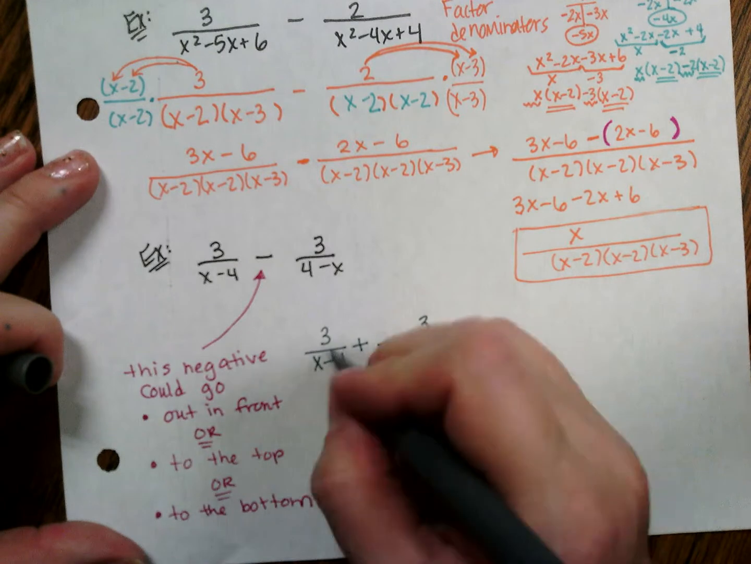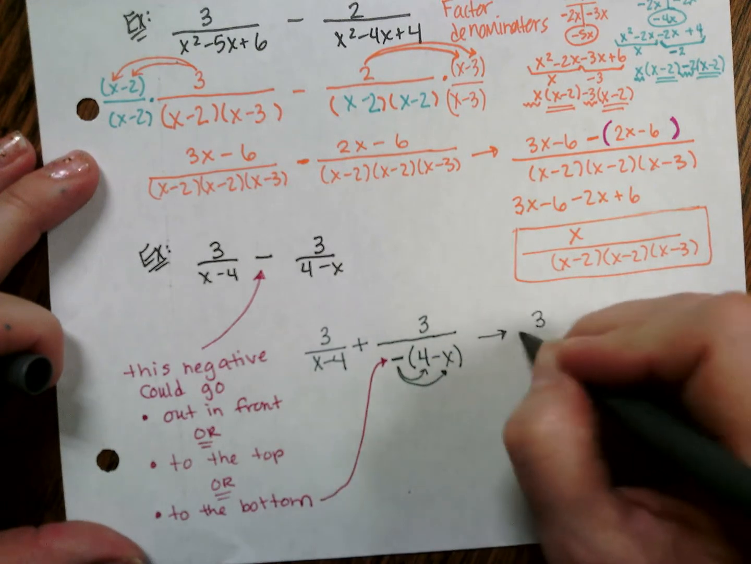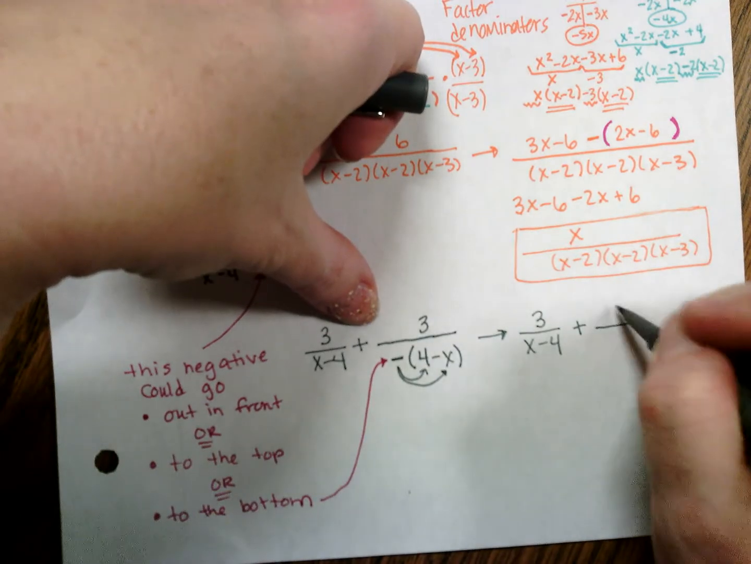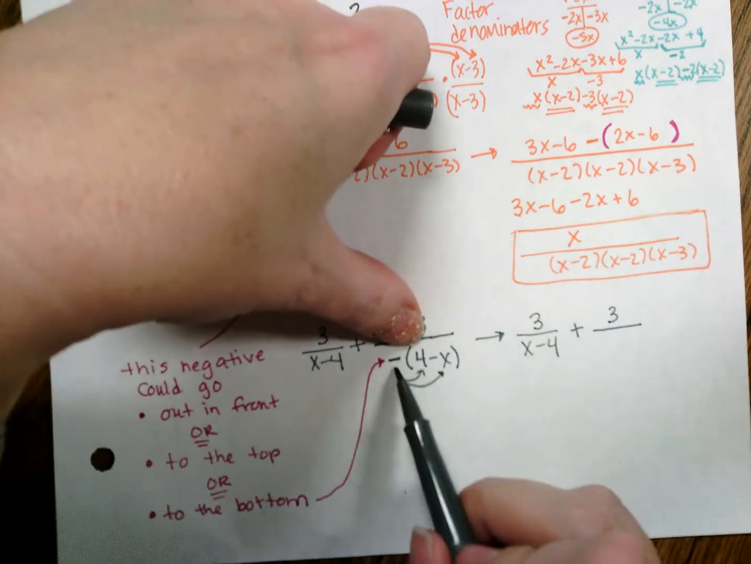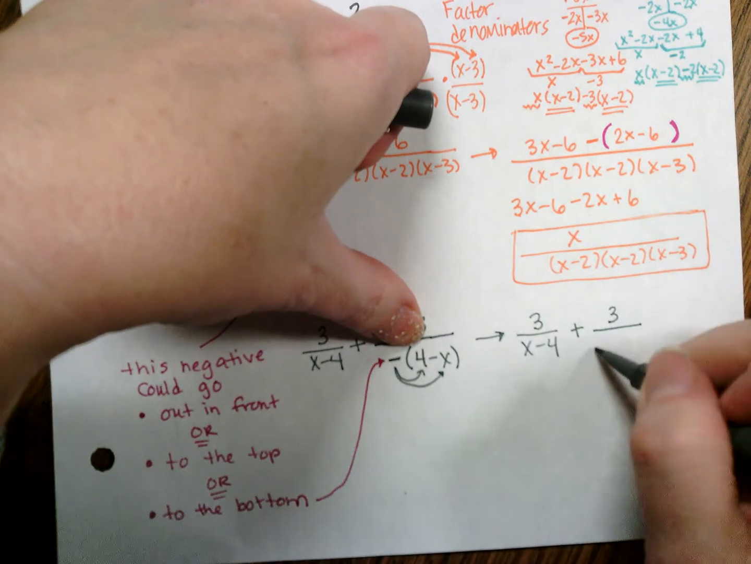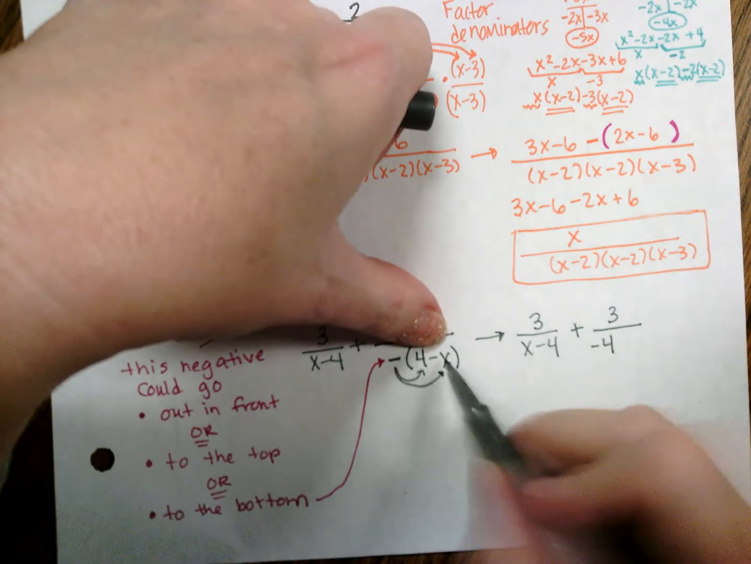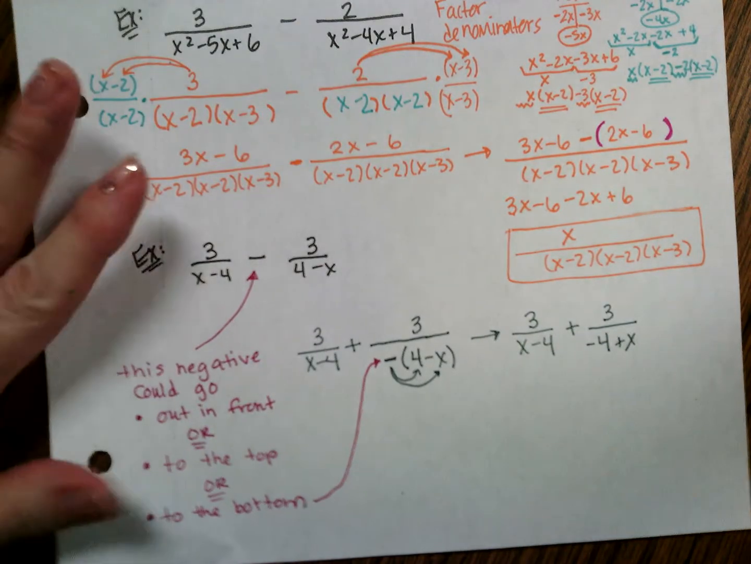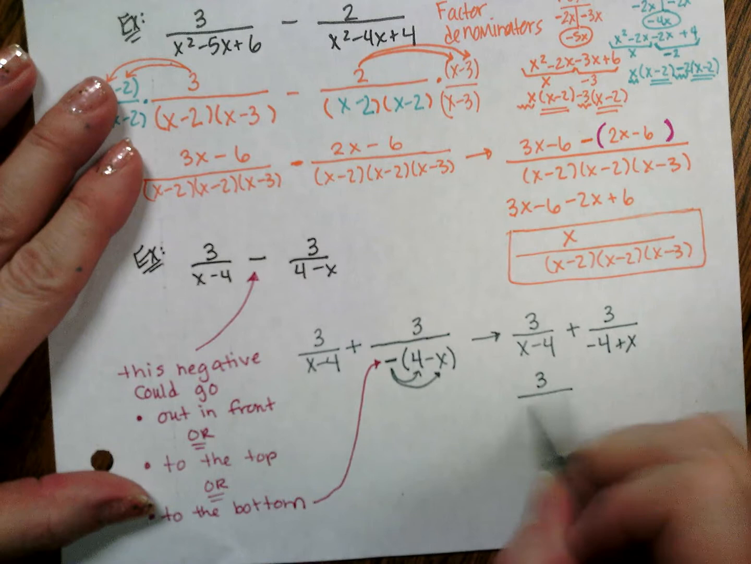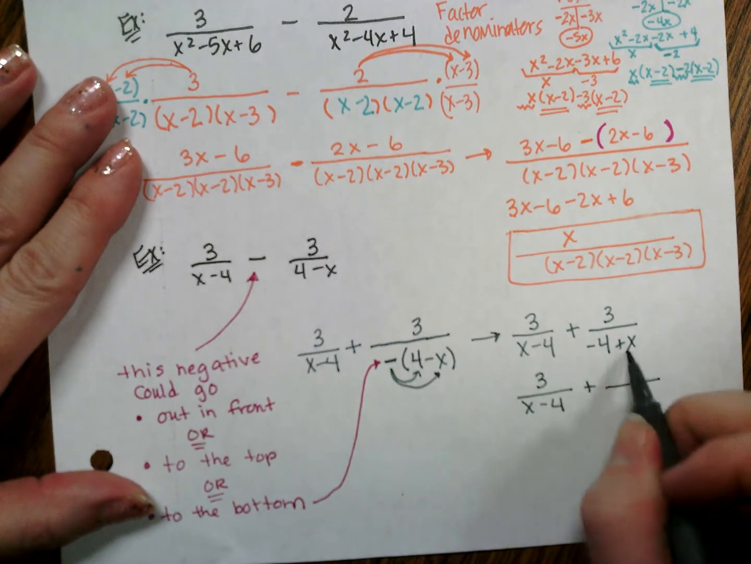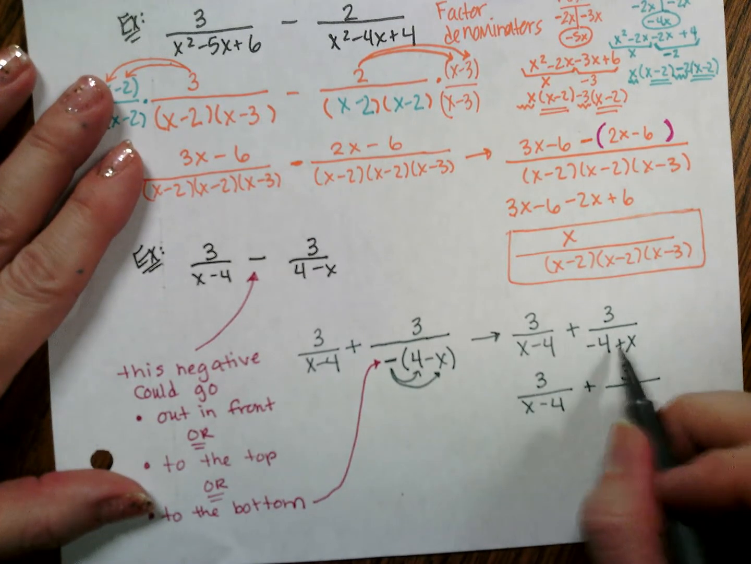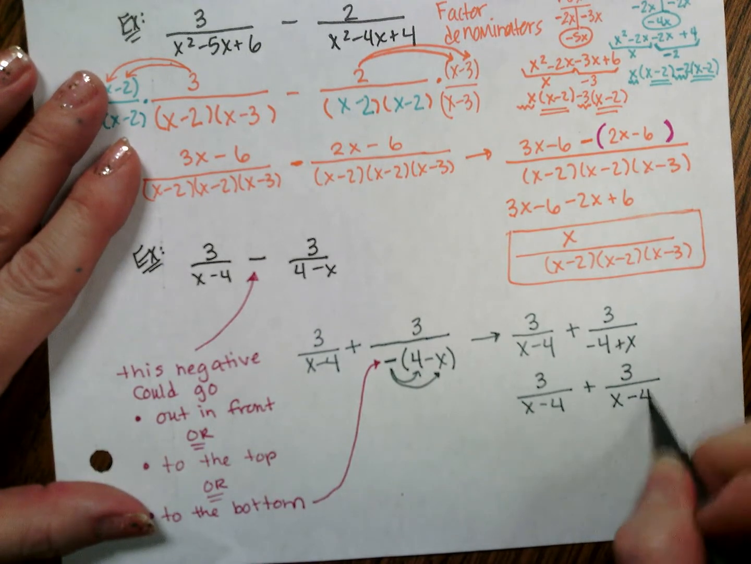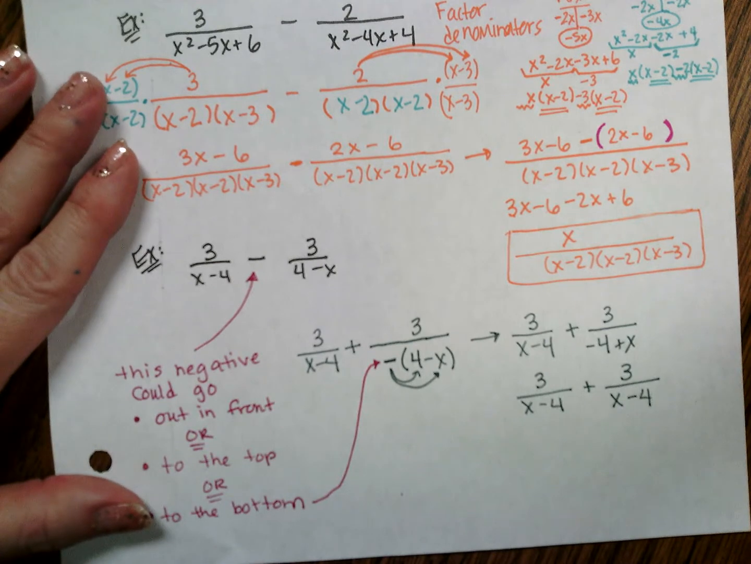So now our problem, the first part is 3 over x minus 4. That hasn't changed. And then we have plus, the numerator stayed a 3. When I distribute that, that's going to be -1 times 4 is -4. -1 times -x is plus x. Now, do you see what's happening here? What's happening is if I rearrange the order of this denominator, instead of putting -4 plus x, if I put x plus -4, which is the same as x minus 4, now I have the same denominator.